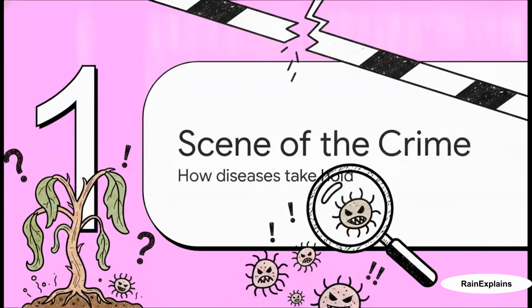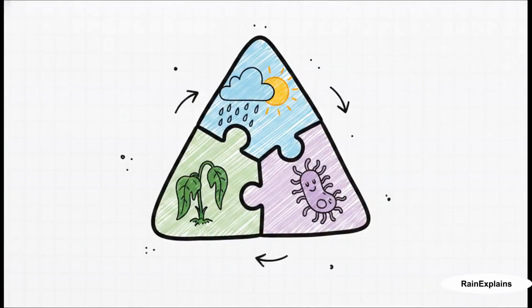Section 1. The scene of the crime, understanding how diseases take hold. First, we really need to understand how a plant disease even becomes a viable threat in the first place. Most infectious plant diseases don't just happen by chance, you know. For a pathogen to successfully attack, we need what plant pathologists call the disease triangle. 3 specific elements literally have to align perfectly: a vulnerable host plant, an active pathogen, and a favorable environment. If any single one of these sides is missing or weak, like, say, the environment just isn't quite humid enough, or the host plant is naturally resistant, the disease simply cannot fully develop. But when all 3 align, that's when the balance tips and the disease strikes.